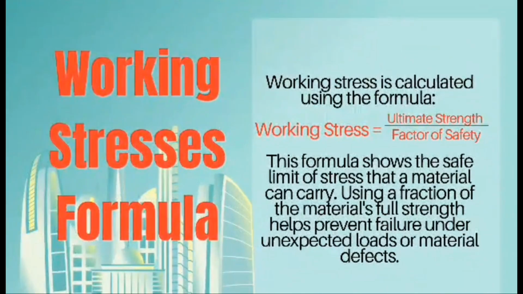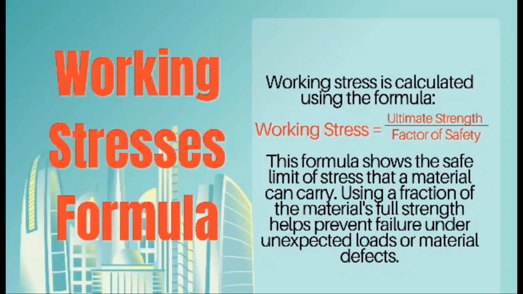Working stress formula. Working stress is calculated using the formula: working stress is equal to ultimate strength over factor of safety. This formula shows the safe limit of stress that a material can carry. Using a fraction of the material's full strength helps prevent failure under unexpected loads or material defects.